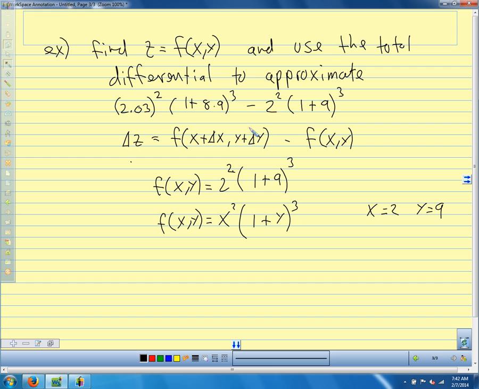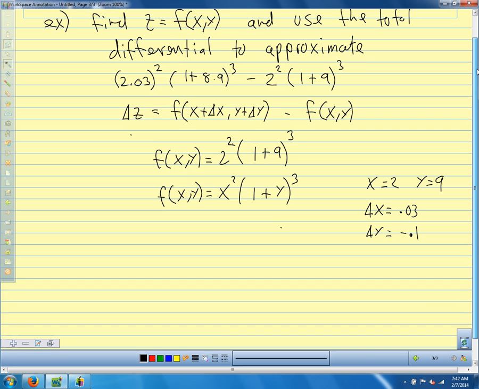And then as I move from here to here, delta x is going to be what? 0.03. Delta y is going to be negative 0.1. So there's my function. There's my original point. There's my delta x and delta y. So now we can use a total differential to approximate this thing.